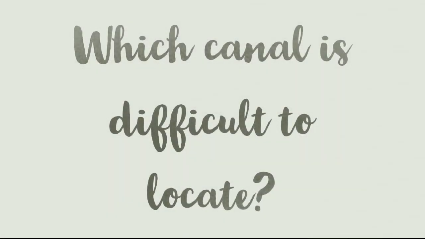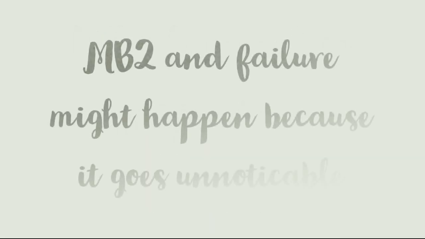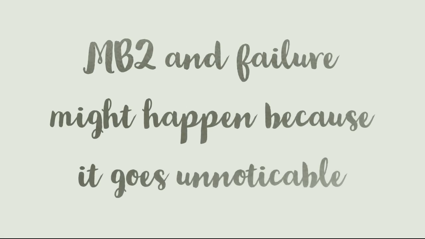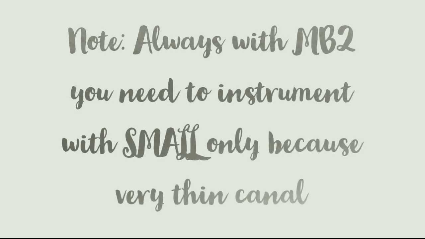Now, which canal is difficult to locate? Obviously, the MB2, and failure might happen occasionally. Why? Because it goes unnoticed. So you need to be a good endodontist in order to know if there is an MB2 or if there isn't. Now, always with the MB2 canal, because it is very narrow, you need to instrument only with the small wave 1 gold.